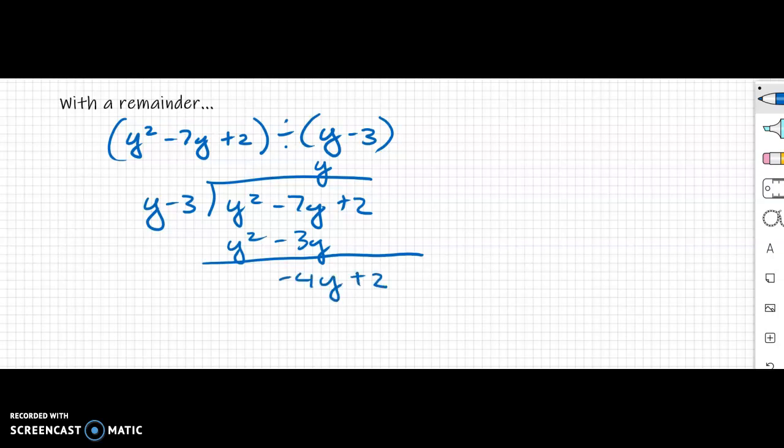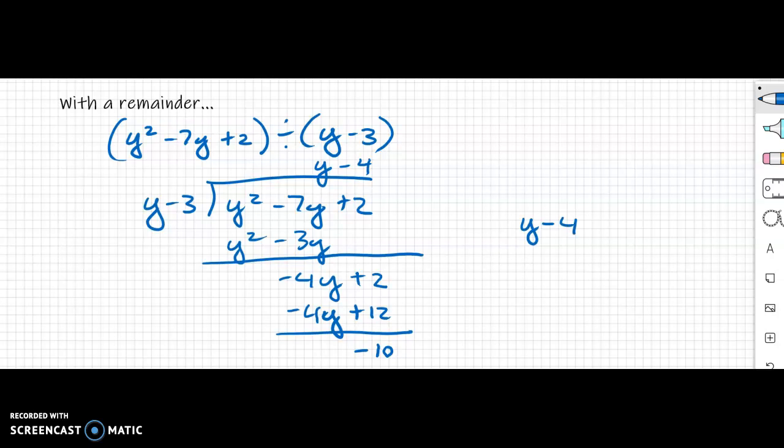plus 2. Then I'm going to ask myself, how many times does y go into negative 4y? So it will be negative 4. So negative 4 times y is negative 4y plus 12, because negative 4 times negative 3 is positive 12. Negative 4y minus negative 4y is 0. 2 minus 12 is negative 10. So my answer is y minus 4.